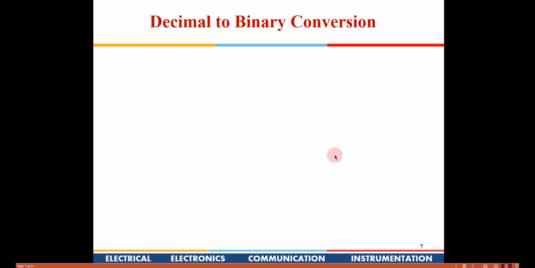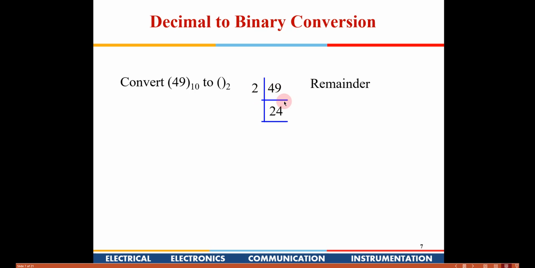So now decimal to binary conversion. If you have a decimal number, how to convert it into a binary number. Suppose I have 49. Okay, what we are going to do is we are going to divide it by 2. So if I divide it by 2, I have 24, right? And then I will have the remainder as 1. So I put the remainder here, 1.